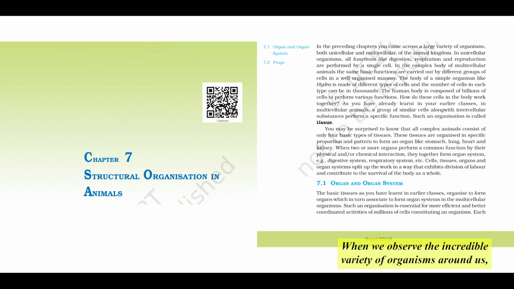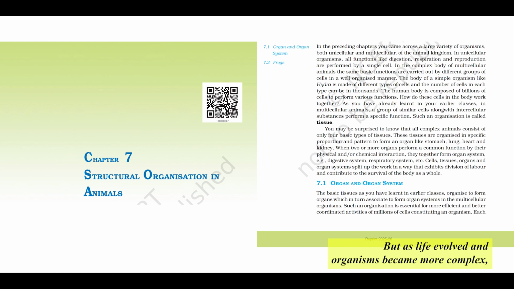When we observe the incredible variety of organisms around us, from the tiniest bacteria to the largest whales, we see a fundamental difference, a difference in how they carry out essential life functions. Think about basic processes vital for survival: digestion, respiration, reproduction, excretion. In simple unicellular organisms like an amoeba, which is basically just a single cell, all these complex vital functions are performed by that one cell, sort of jack of all trades, managing everything on its own.